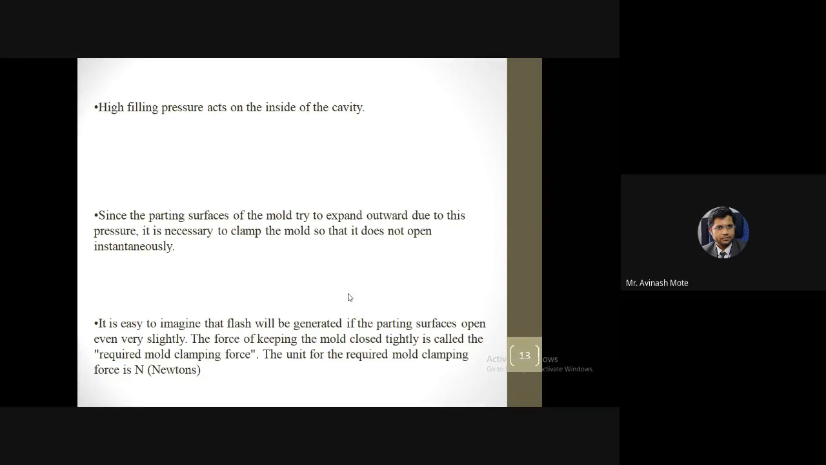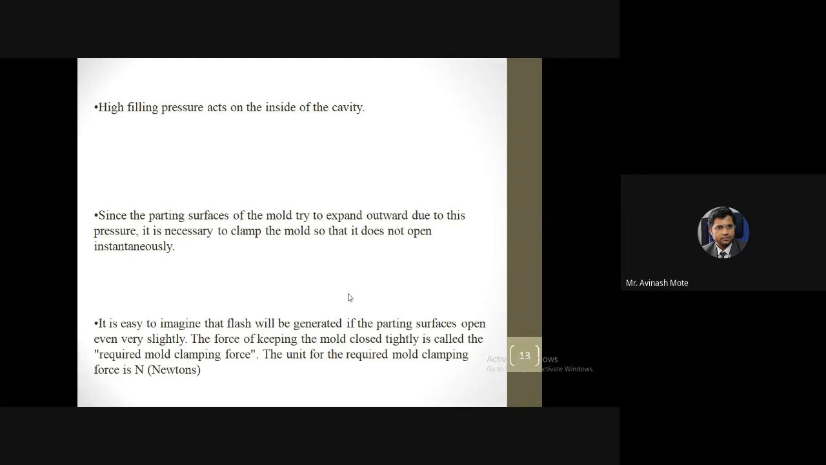It is easy to imagine that flash will be generated if the parting surface opens even very slightly. The force of keeping the mold closed tightly is called the required mold clamping force. So what happens actually at the parting line if there is a small gap? Parting line means the surface at which two mold elements come close together.